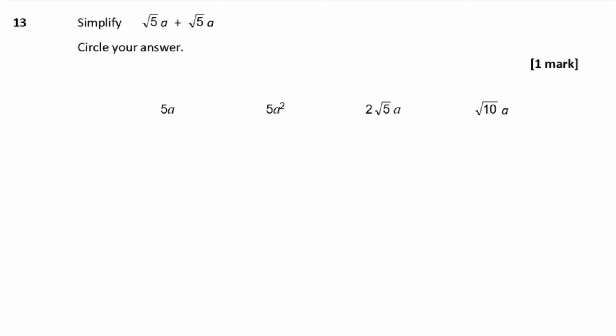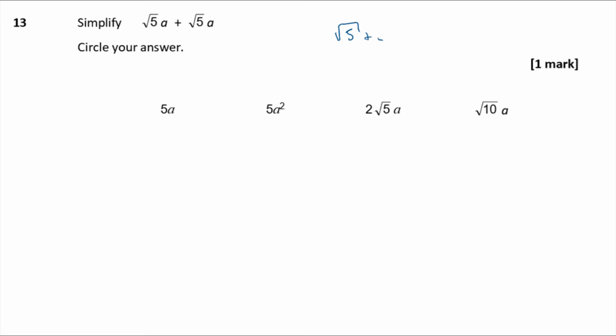Question 13. Simplify root 5a plus root 5a. If we had a plus a, it would be 2a. If we had 5a plus 5a, it would be 10a. So I'm going to have to add root 5 and root 5 together. What's root 5 plus root 5? Well, root 5 plus root 5 is not 5. I'm not squaring it, I'm not multiplying it together. I'm just adding them together. I'm going to get 2 lots of root 5, aren't I? So root 5 plus root 5 is 2 root 5.